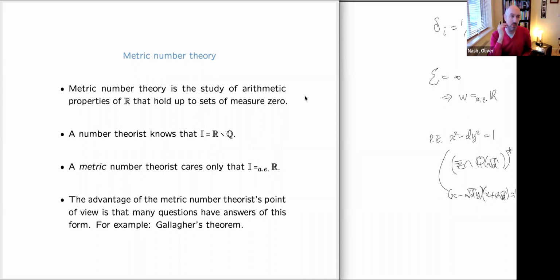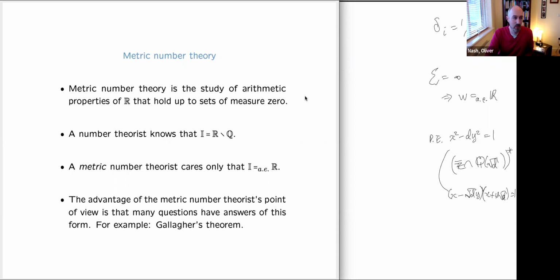So, you know, metric number theory, what is it? Well, obviously no field of mathematics has a precise definition, but to the extent that it has a definition, I would say it's the study of arithmetic properties of the reals, let's say, and related spaces that hold up to sets of measure zero. So a number theorist, thanks to Dirichlet, says, oh yeah, numbers with quadratically good rational approximations, that's exactly the irrationals. But a metric number theorist says, look, I don't care that it's the irrationals, I just care that it's almost all real numbers. So that's kind of the difference.